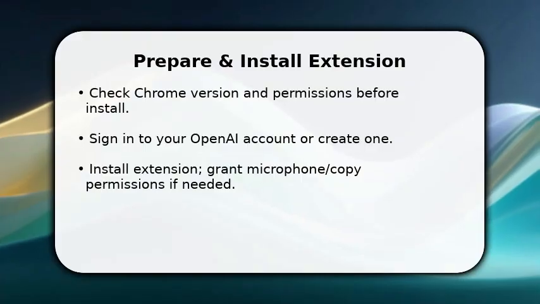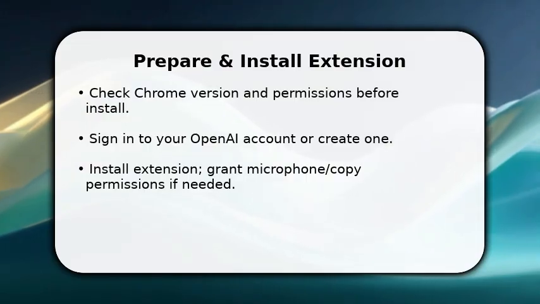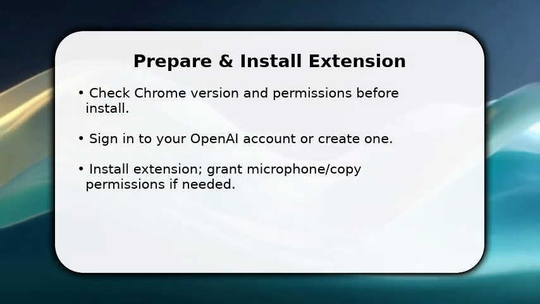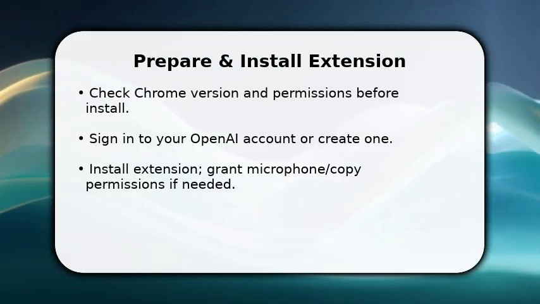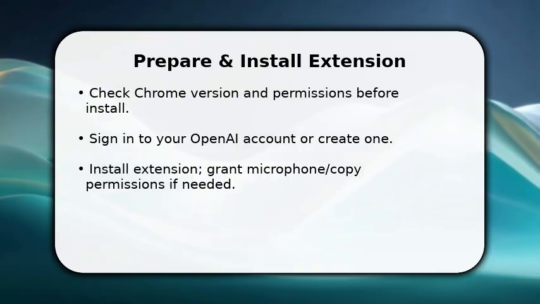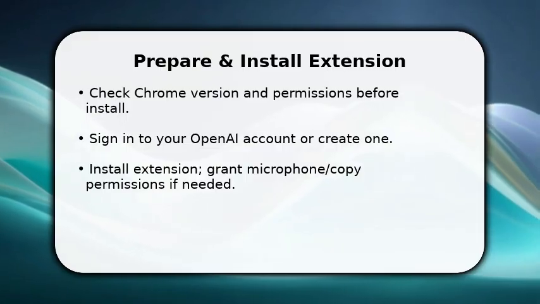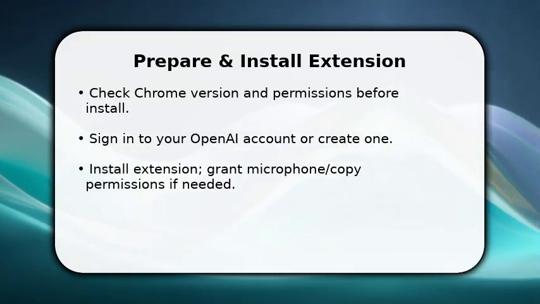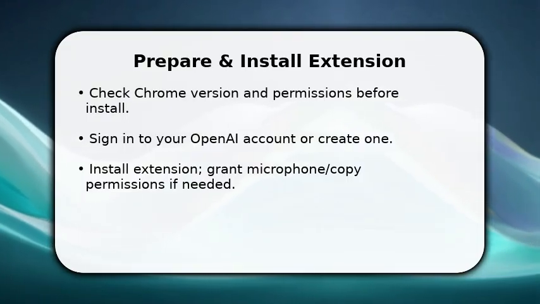Enjoy the video. You start by verifying Chrome is updated and that you're signed into the correct Google profile because the extension links to that browser identity. Once done, open the Chrome Web Store, search the ChatGPT extension, and click Install. Allow the requested permissions. Make sure to sign into your OpenAI account immediately after installation so the extension can authenticate. This step connects your prompts and saves settings.